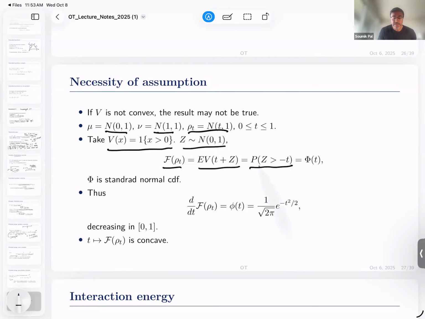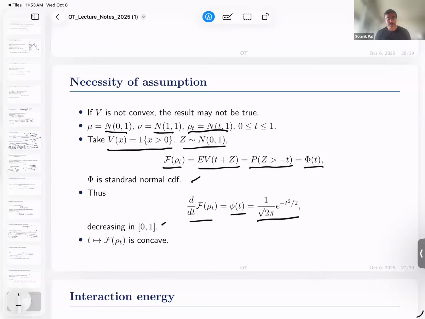And so that's the probability that z is greater than minus t, which is nothing but the standard normal CDF, capital Phi of t. Right? z greater than minus t is the same as z less than or equal to t, and therefore that's capital Phi of t. This is a standard normal CDF. So what happens if I take the derivative? I get this normal density, 1 over square root of 2 pi times e to the power minus t squared over 2, which is decreasing on (0, 1), because the Gaussian density is decreasing as you go to the right-hand side.